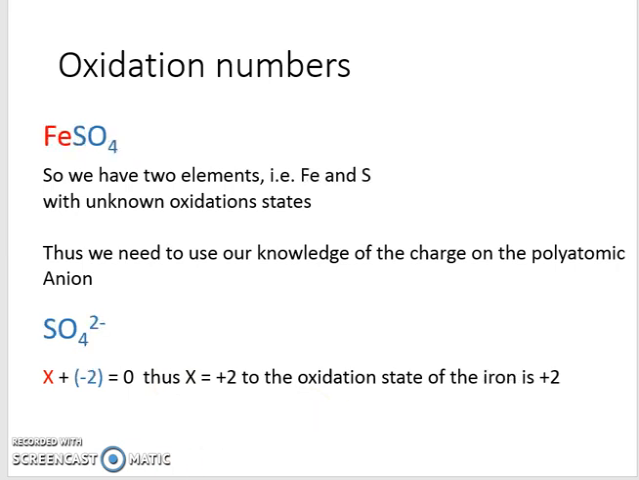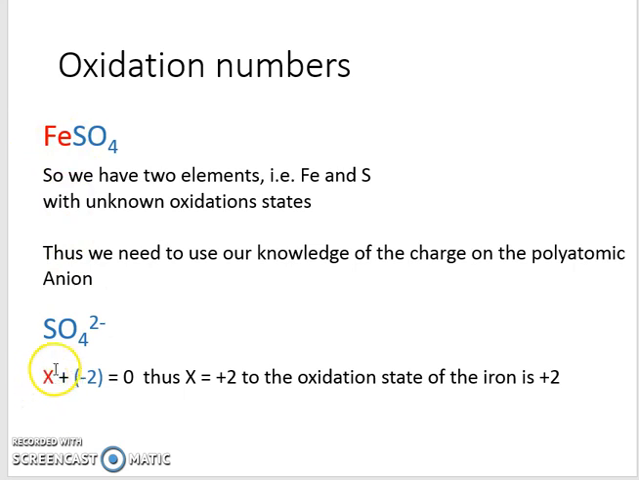Let's look at another example. Here we have iron sulfate. Once again we have two elements which are unknown, the iron and the sulfur. We don't know their oxidation states. They can have various oxidation states. So now we have to use our knowledge of the polyatomic anion. We know this sulfate has got a charge of -2. So now we can solve the oxidation state for the iron.